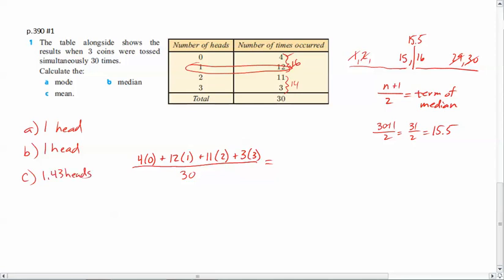All right, so there you go. We've done the mode, the median, and the mean, and that's all. Hopefully that's helpful in your homework.